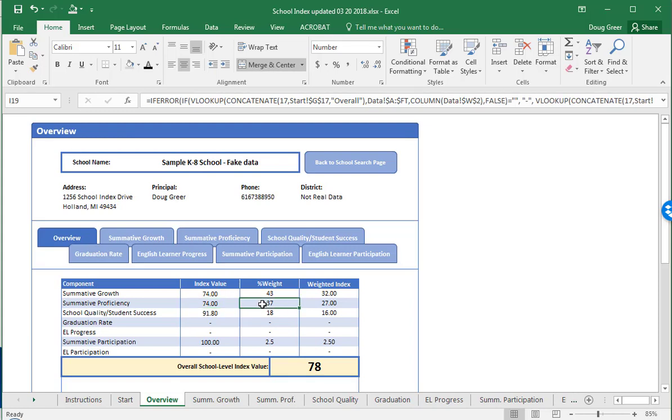Given the second highest weight, to then get a weighted index where we add these up to get our overall school index.